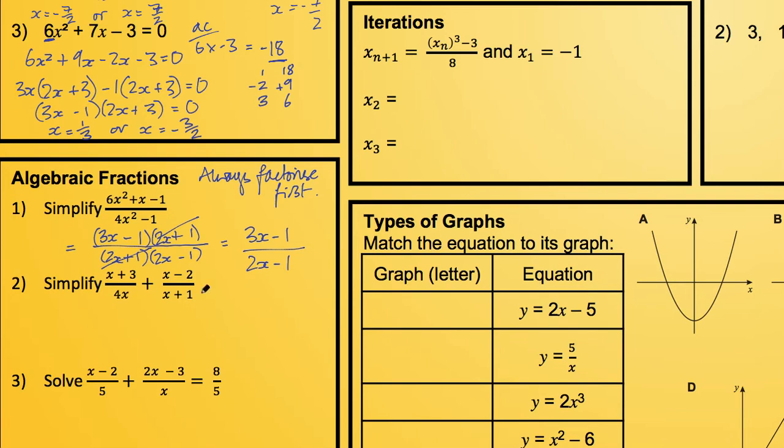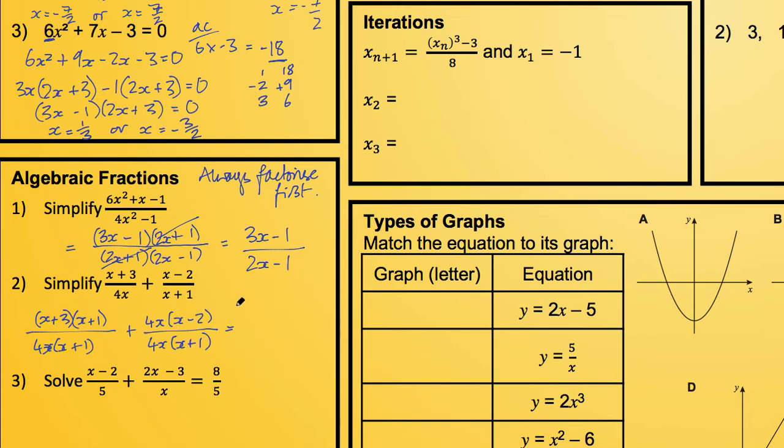This one, if I'm going to add the fractions together, they need to have the same denominators. So numerator, I'm going to multiply this fraction by x plus 1 over x plus 1. And I'm going to multiply this fraction by the denominator of the other fraction. So I've now got the same denominator on both fractions. I can now expand those to add them together.